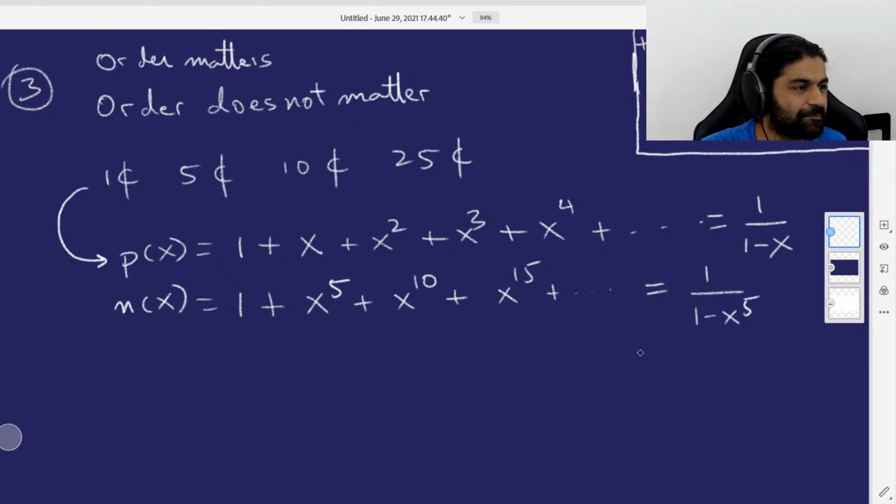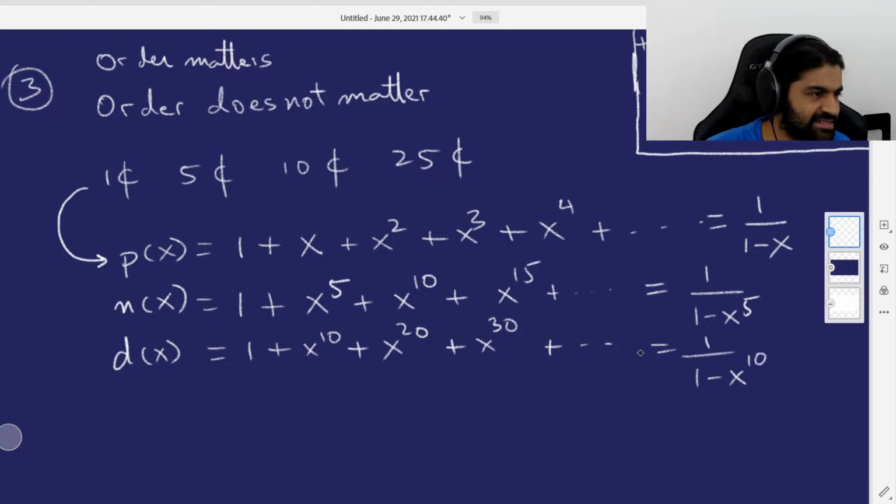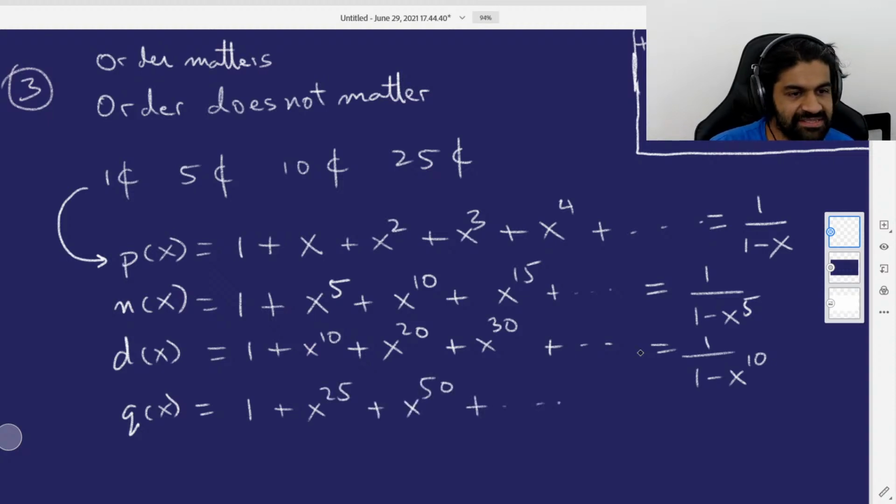Now let's come up with a generating function for dimes. Similarly, it's going to be 1 plus x to the 10 plus x to the 20 plus x to the 30 and so on. So this is 1 over 1 minus x to the 10. And the one for quarters is going to be 1 plus x to the 25 plus x to the 50 and so on. This generating function is going to be 1 over 1 minus x to the 25.